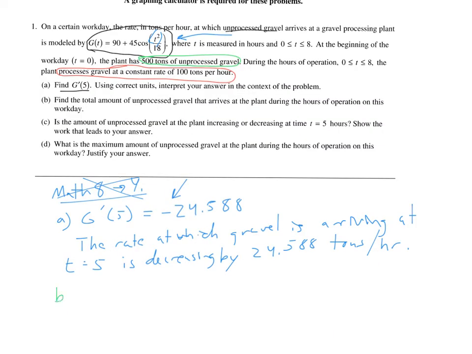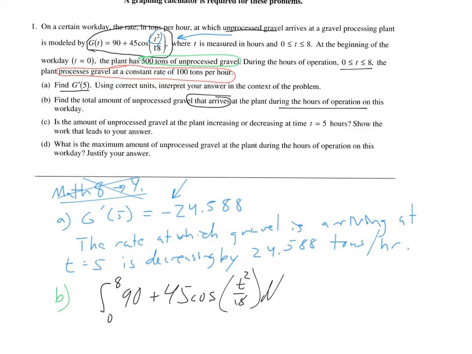Guys, part B is super easy. Part B you should be able to do almost in your sleep. We read part B. Find the total amount of unprocessed gravel that arrives, so the amount that arrives during the hours of operation. So that's simply the integral from 0 to 8, because our hours of operation are from 0 to 8, of our function, which is 90 plus 45 times the cosine of t squared over 18 dt.